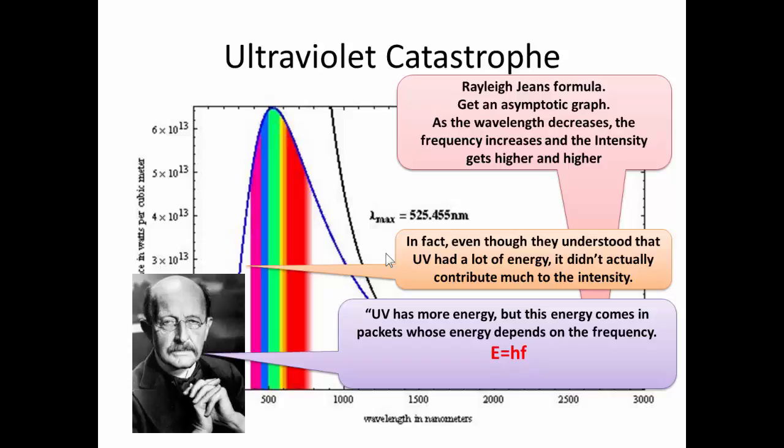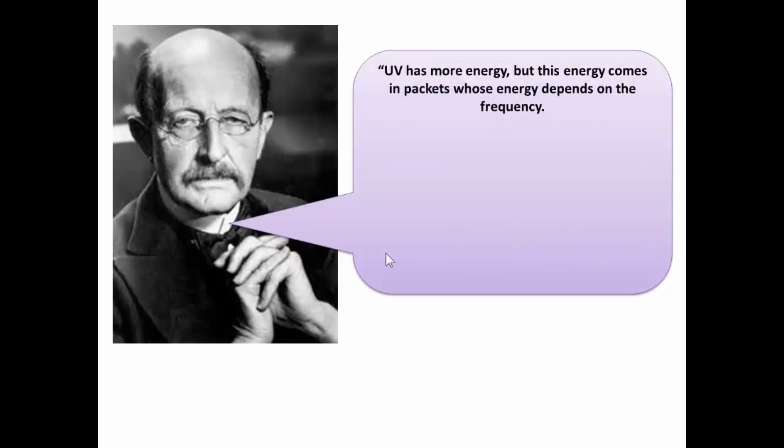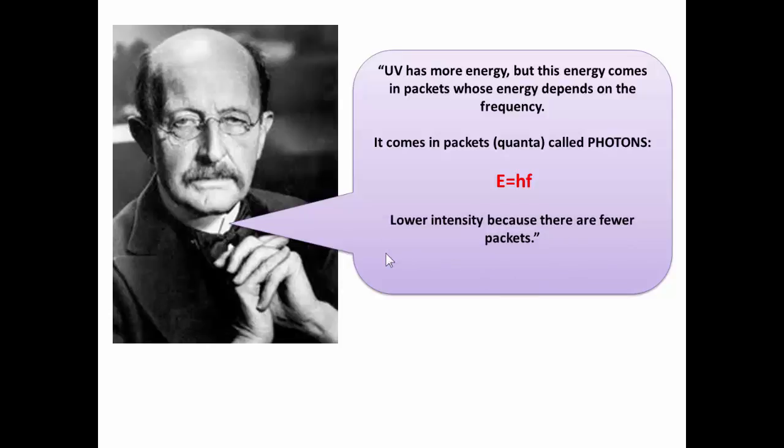And the equation is E is equal to hf. h is Planck's constant. Now, the reason they had so much low intensity is because to bring the energy, there are fewer and fewer packets of energy. So ultraviolet has more energy, but it comes in these packets, and as you've got less and less energy, there are fewer and fewer packets. These packets were called quanta, or photons, these packets of light energy. And the energy of one quantum is h times f. So it depends on the frequency. Now the lower intensity of this graph is basically because there are fewer packets bringing this energy.